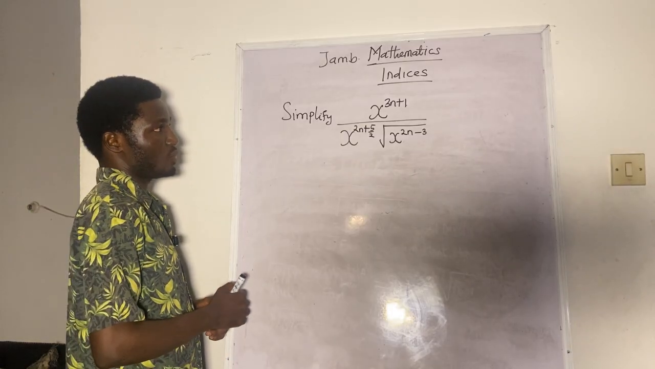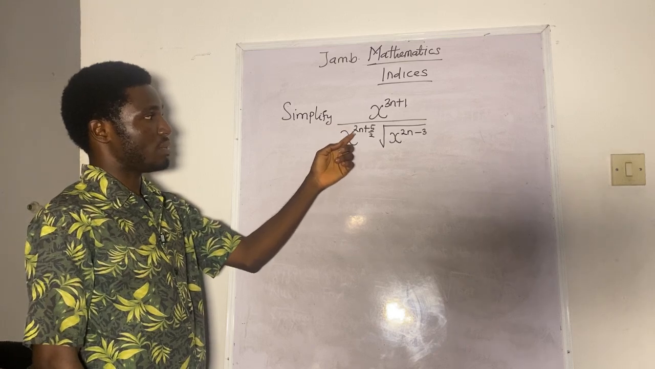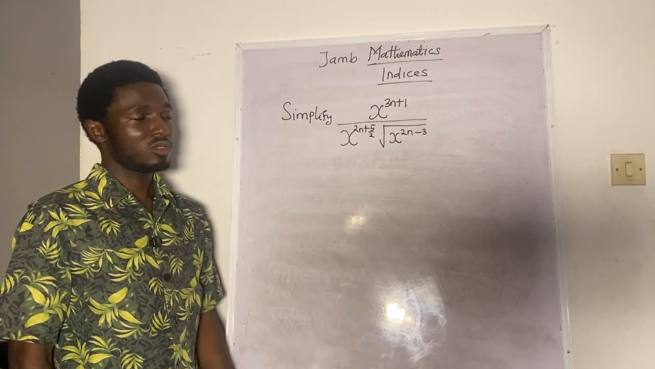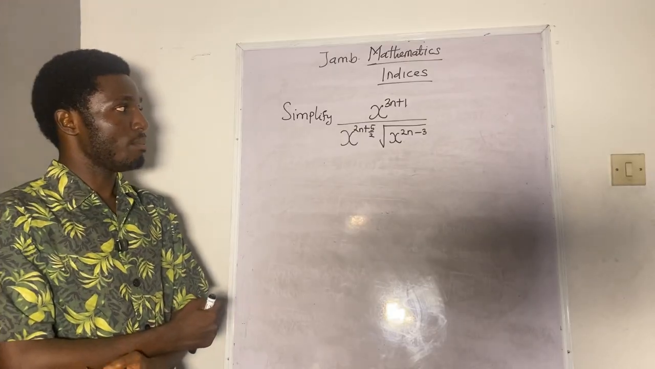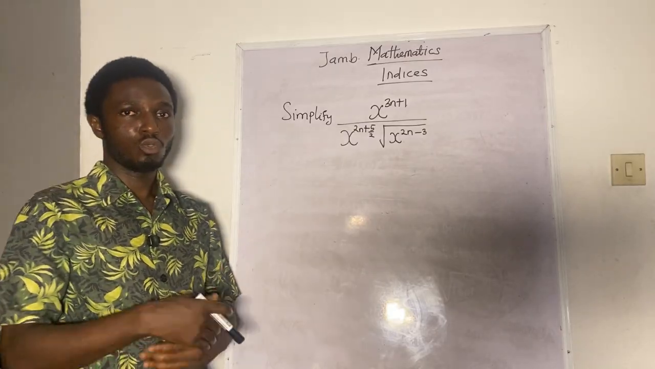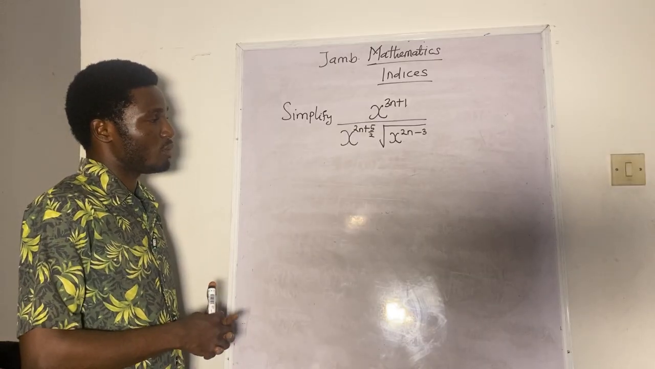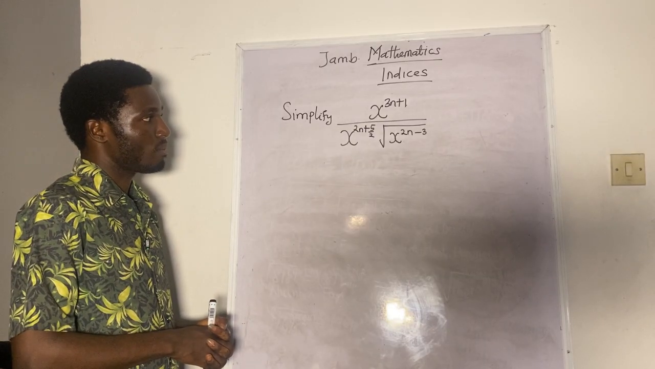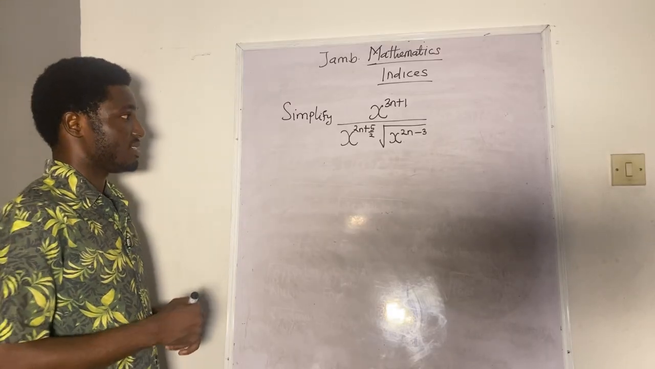So we can see that we have x to the power of 3n plus 1 over x to the power of 2n plus 5 over 2, times the square root of x to the power of 2n minus 3. We want to see how we can solve this problem. So what do we do here? The first thing we have to do is simplify, as the word says.